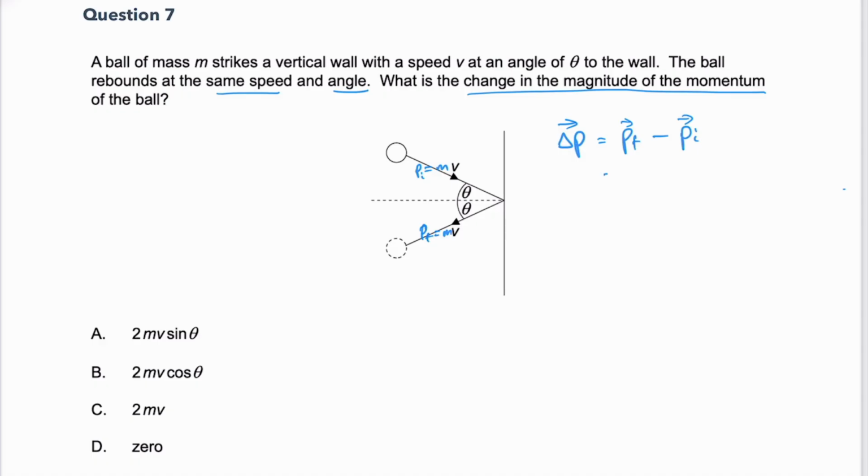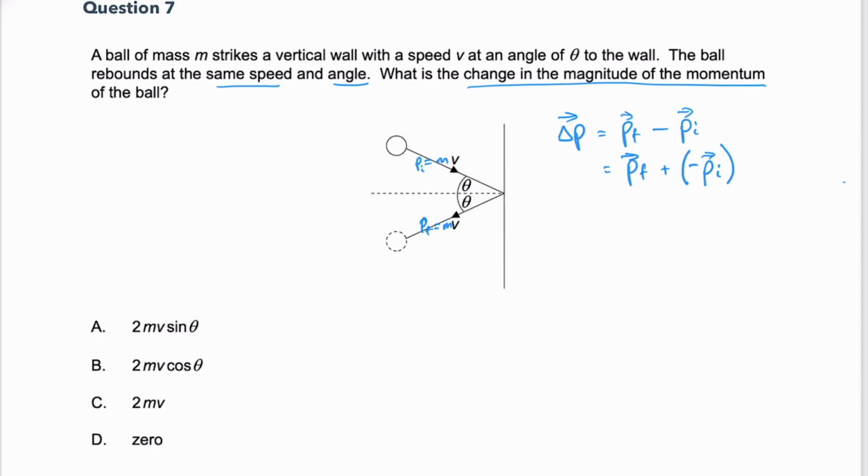Do you remember in A1 kinematics, I taught you the little trick about how to subtract vectors? What you do is you say final momentum plus minus the initial momentum. What that means is we have to put the initial momentum vector in the opposite direction and then add the two together. So we have final momentum, tip to tail with minus initial momentum. And the change in momentum is the resultant vector between these two.